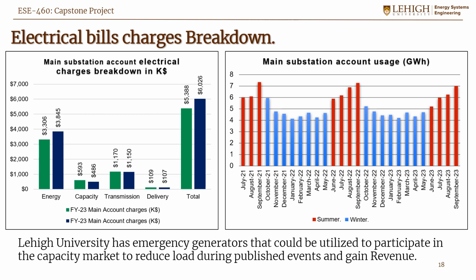The right trend shows the university consumption per month over the last 2 years. It's clear that the big demand for Lehigh University occurs in the summer periods. So, by reducing demand during this period, Lehigh University could achieve revenue. Lehigh University has emergency generators that could be utilized to participate in the capacity market to reduce load during published events and gain revenue, as will be shown in the next slide.